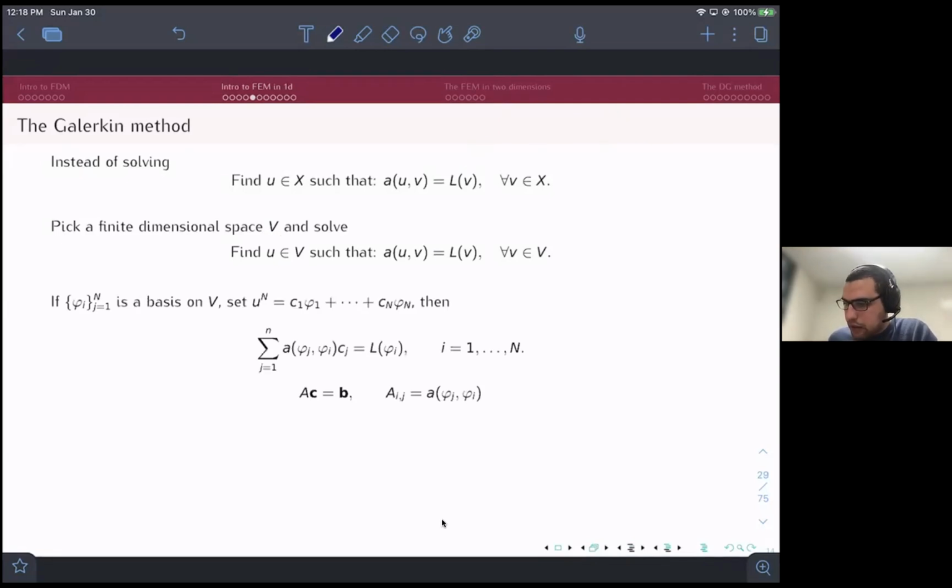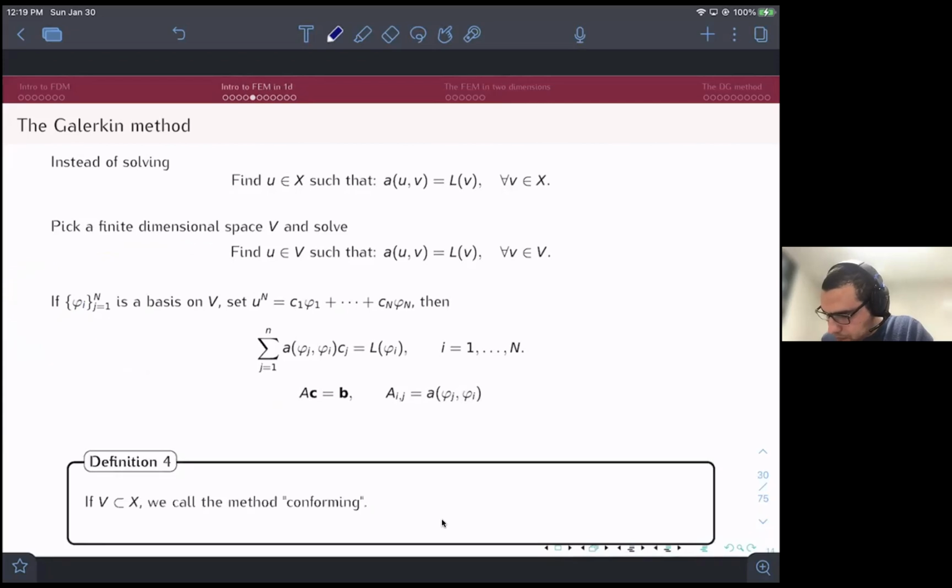And to make it even easier, if you have a basis on V, called Phi, this discrete problem can be written in terms of the basis using the bilinearity of A. And you end up having a linear system, a very simple linear system, where the entries of A are basically the values of this bilinear form at the basis. There's just one thing special about these V's.